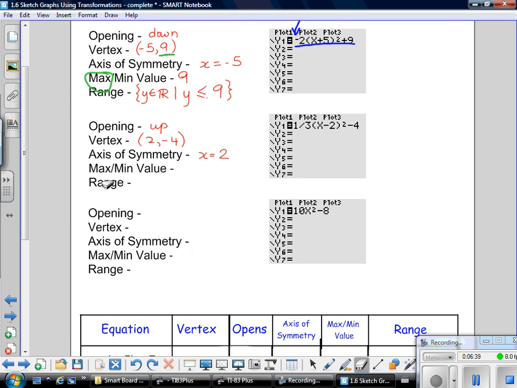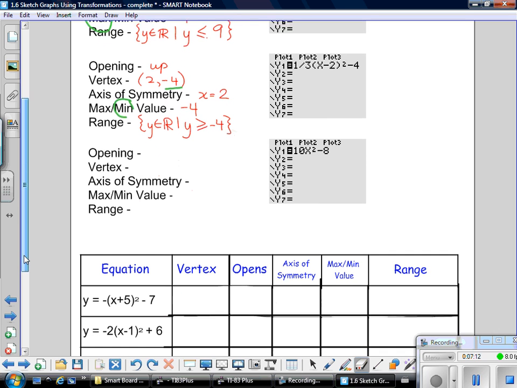The maximum or minimum value, well, this time because it opens up, it means it has a minimum value, and the minimum value is always going to be the y value of the vertex. So in this case, it's going to be negative 4. And my range this time, obviously, y is in the set of real numbers, such that this time y always has to be greater than negative 4, because that's the lowest it can go. So that means it always has to be greater than that.